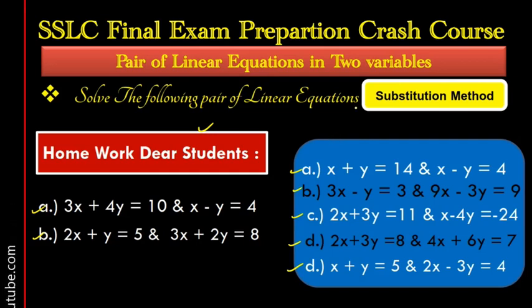So students, we have finished a pair of linear equations in 2 variables solving by 2 methods. One is elimination and one more is the substitution method. It means only one last method is remaining, that's cross multiplication method. So that method we will be dealing with in the next video.